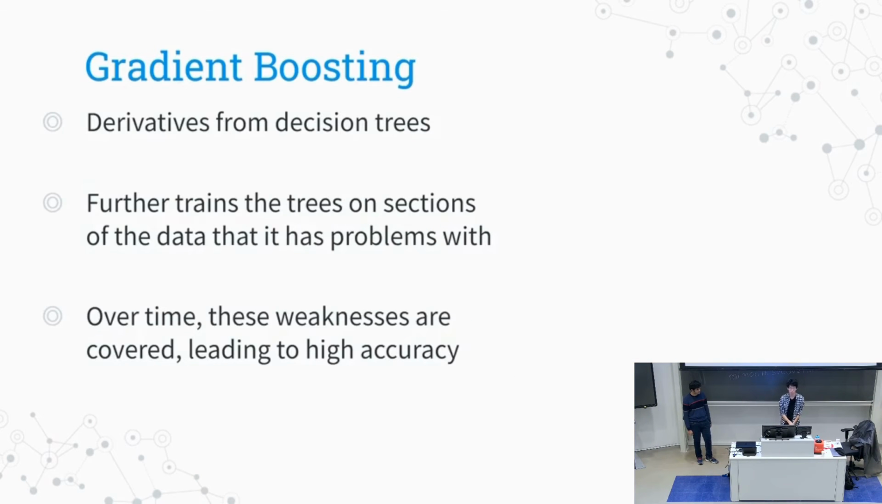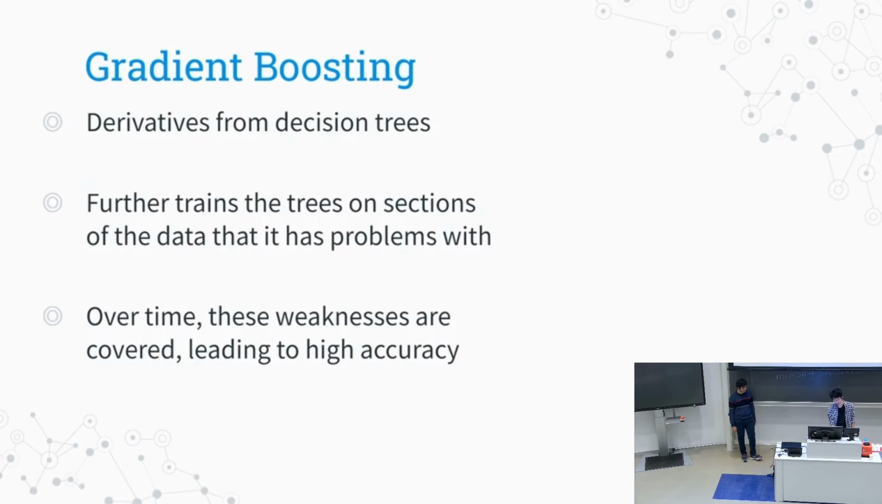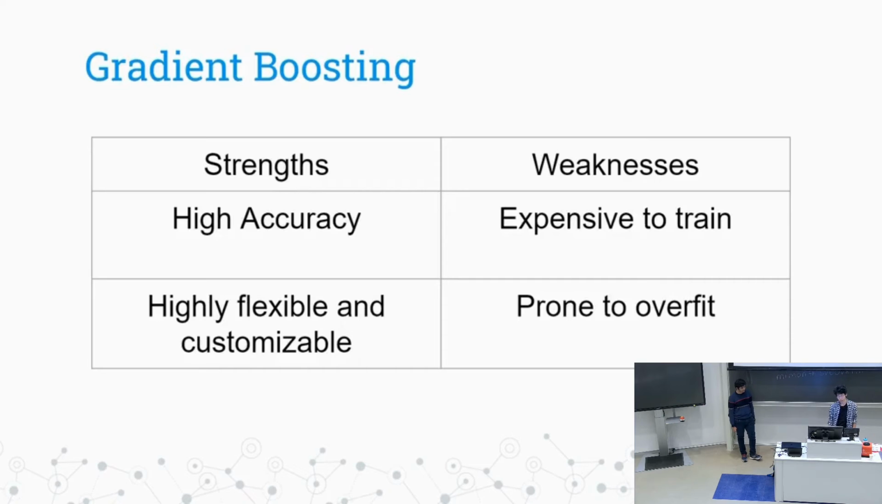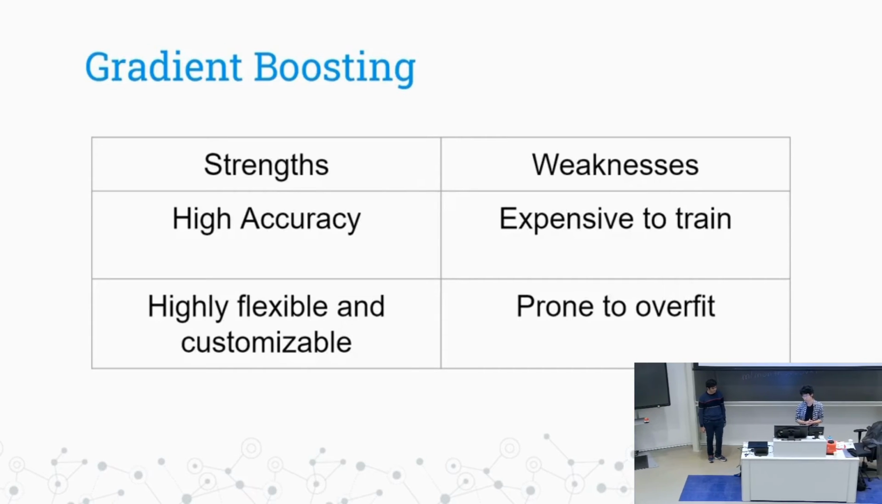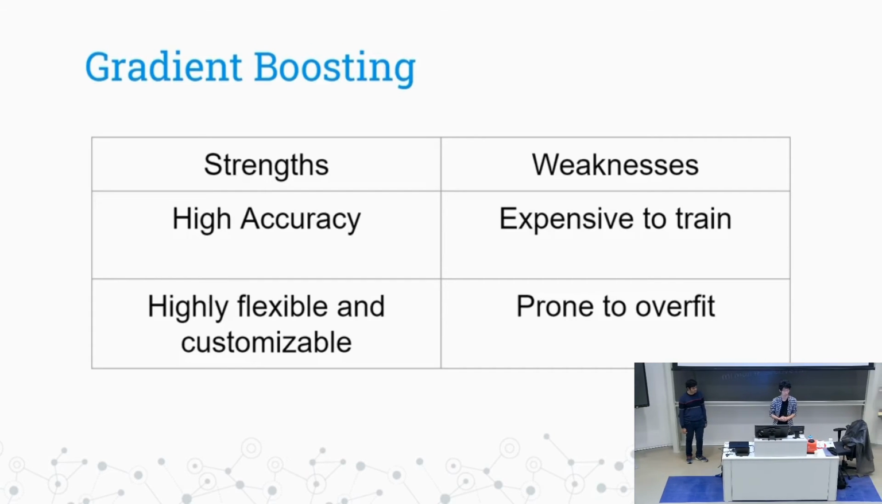So basically it tries to train the trees to improve in the parts that it's currently bad at. And over time, its weaknesses are removed, and it becomes quite good at solving the tasks. It has a high accuracy, but is really prone to overfit. That's bad. And it is expensive to train. Well, it depends on the size of the data you have. If the data size is quite small, then it's actually not that hard to do.